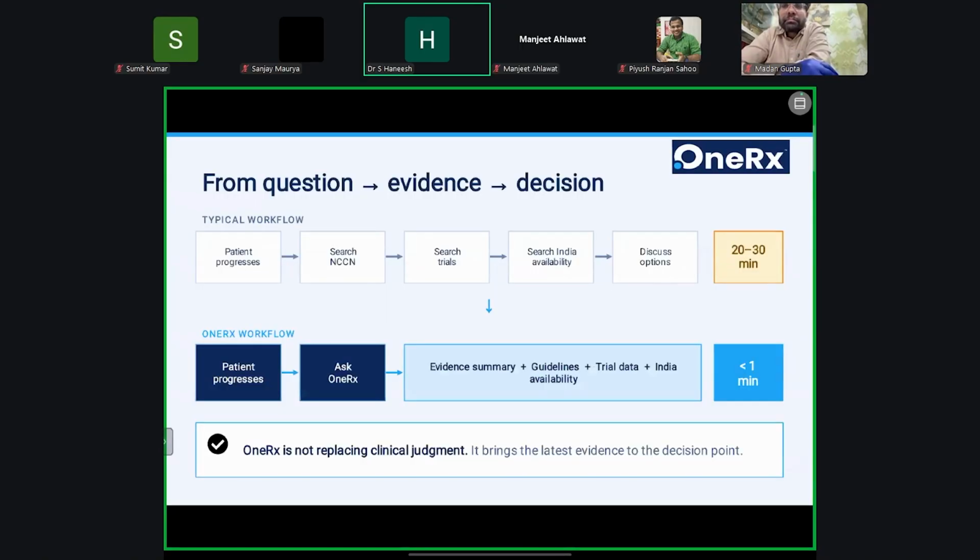From question to evidence to decision. In a typical workflow, a patient progresses, and a doctor starts searching the options: first searching NCCN guidelines, searching evidence and trials, searching Indian availability, discussing options. This generally takes 20 to 30 minutes. With OneRx, everything comes in one place in less than 1 minute. OneRx is not replacing any clinical judgment. It brings the latest evidence to the decision point. So before going to any slides, let's go for the direct case, head and neck cancer.